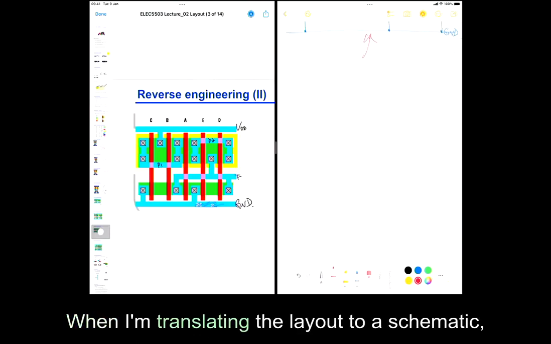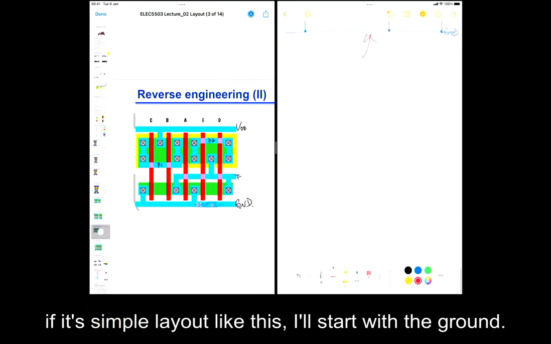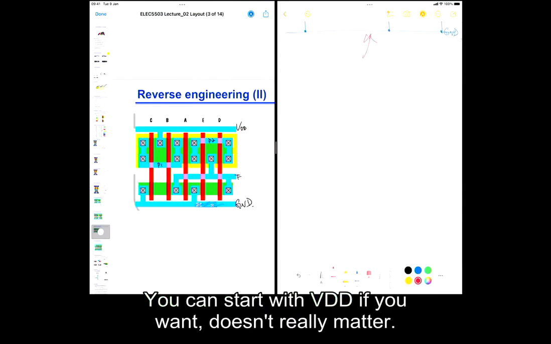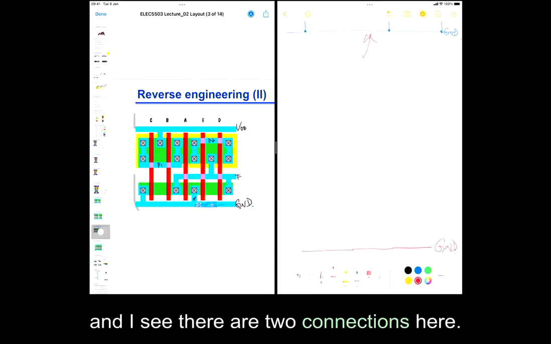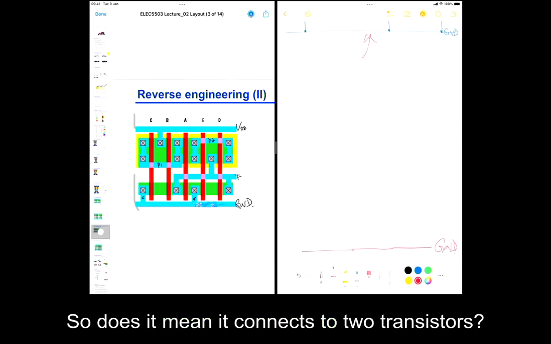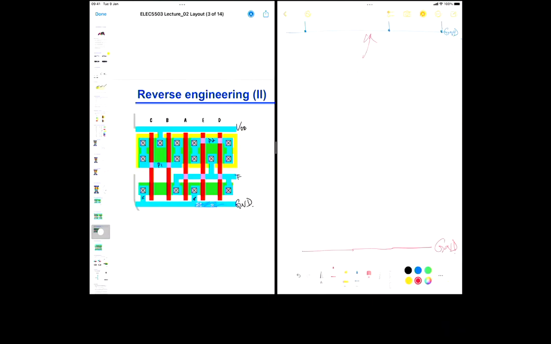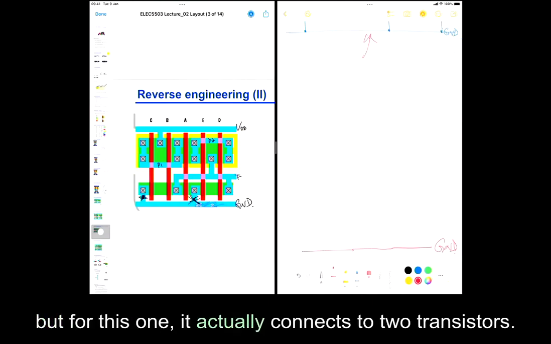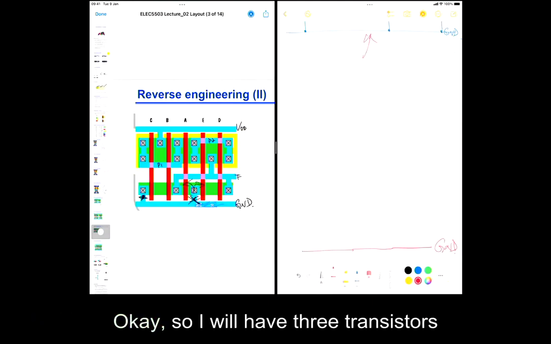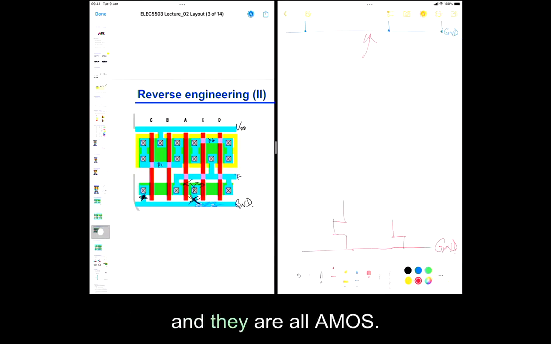When I'm translating the layout to a schematic, if it's a simple layout like this, I'll start with the ground. You can start with VDD if you want, doesn't really matter. So I start with the ground, and I see there are 2 connections here. So does it mean it connects to 2 transistors? Look at your answer. Does it connect to 2 or 3 transistors? 3, because, well, for this one it's 1 transistor, but for this one, it actually connects to 2 transistors, okay? So I will have 3 transistors, and they are all NMOS.